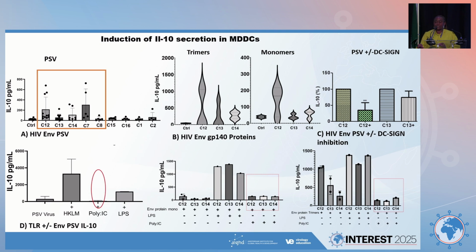Because we had found that the transmitter founder induced more IL-10 than the chronic infection, both in the pseudotype envelope and in the soluble envelope, we then tried to see on the dendritic cell, you have both toll-like receptors and the C-type lectin receptors. So if we co-stimulate with other toll-like receptor agonists like the HKLM, the LPS, and the poly-IC, which is a toll-like receptor 3 agonist, we found that it could reduce the deregulation of IL-10 production through dendritic cells.